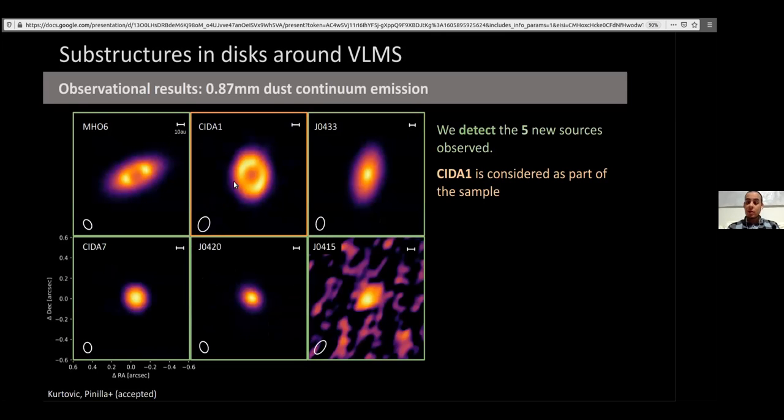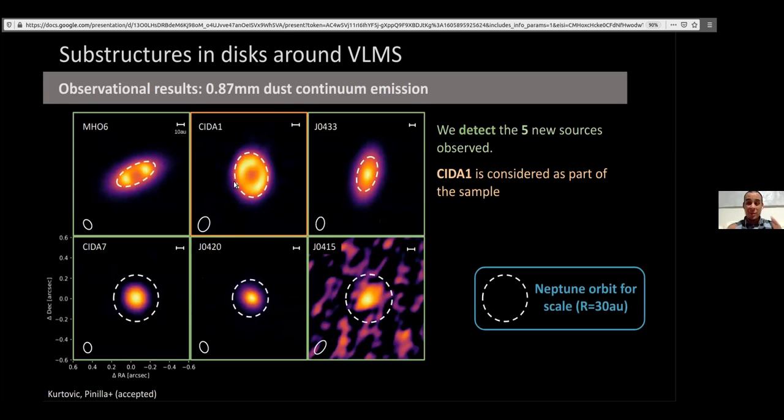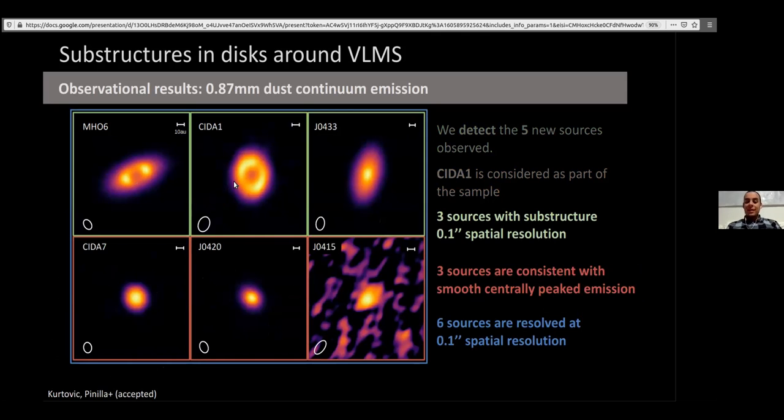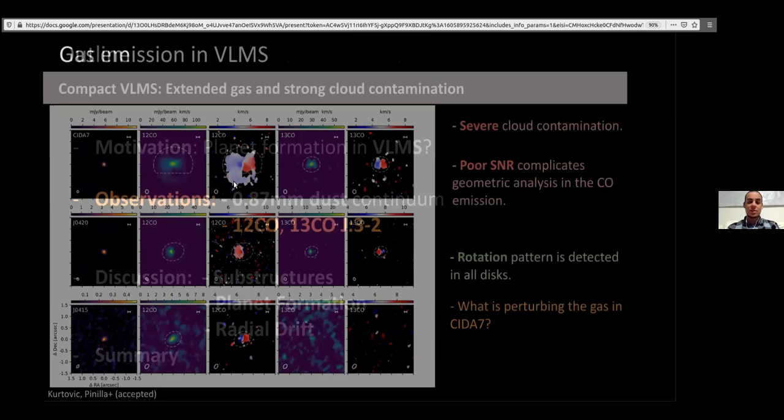These are the images that we got for the dust continuum emission of each one of the sources. You can see that the dust continuum emission is pretty compact. I'm plotting the Neptune orbit for scale. So you see that 3 of them are more compact than the Neptune orbit, and 3 are a bit more extended. Very nicely, we detected all of them. And we also resolve the emission in all of them in the visibilities. That's very good because we can measure the dust continuum extent by analyzing the visibilities of each one of the sources.